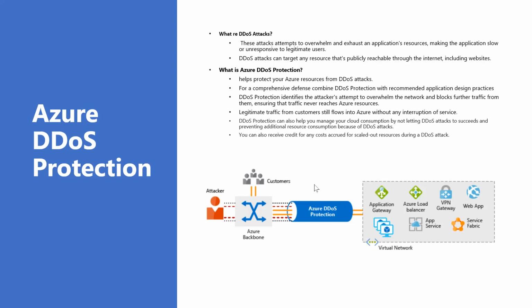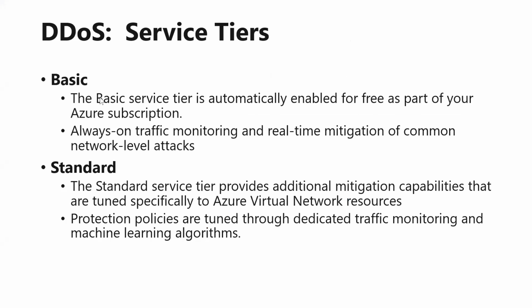Okay. Then there are 2 tiers: basic, which is enabled by default, you need not do anything. And then we have standard. Standard basically gives additional mitigation capabilities along with that Azure credit and your cost increase assurance, right? That will not happen. Plus, it gives you premium support where your whole team would be there to support you in case an attack happens.